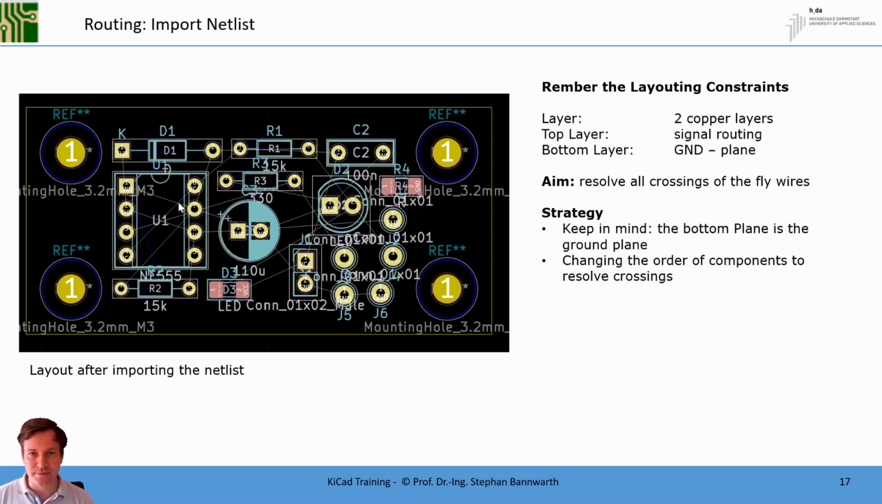Now the task is as simple as it is difficult. You have to place the components in a way that you remove all crossings of the flywires. And that's when puzzling comes into the game. So if you like to puzzle, you really can show your strength in puzzling by removing the crossings of all flywires.